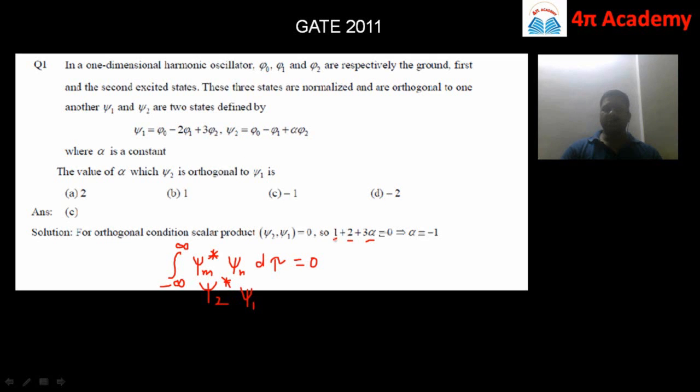So this is the scalar product of psi 2 star with psi 1, and it is equal to 1 plus 2 plus 3 alpha, and this should be equal to 0 for orthogonality condition, and hence it will be equal to 3 plus 3 alpha, which is equal to 0. It implies that alpha is equal to minus 1, and hence our correct option is C, that is minus 1.